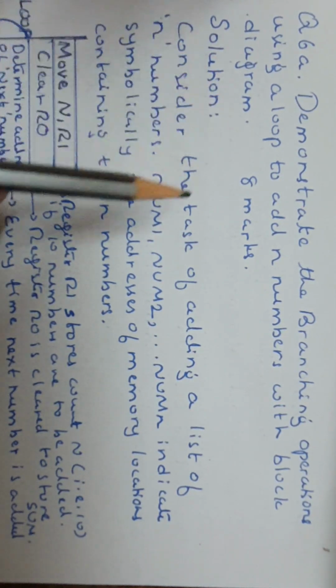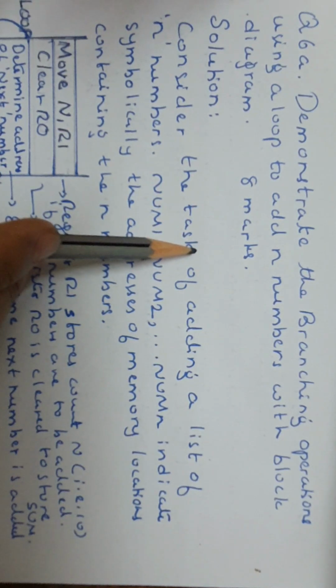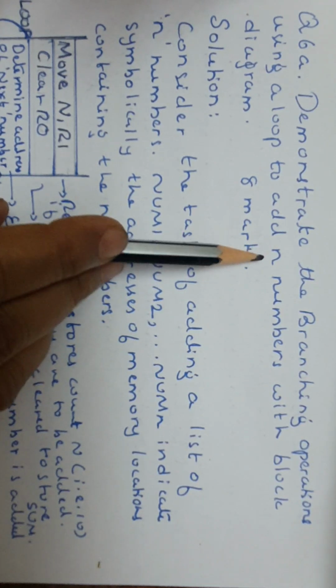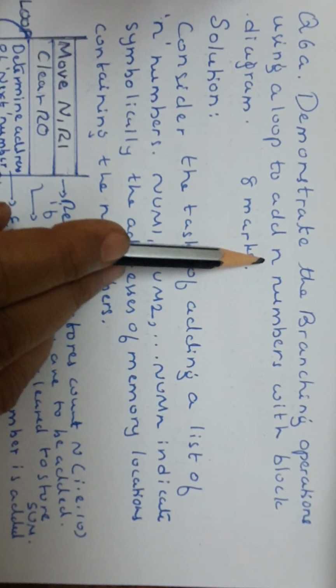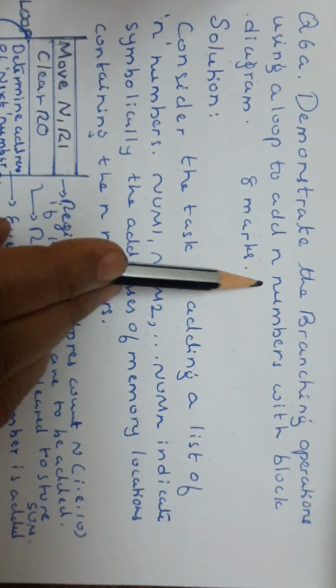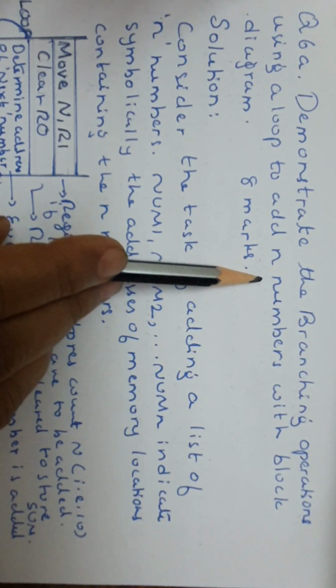Solution. According to this question, the program we have to consider is written in assembly language, and that program adds n numbers which are stored in memory. For n numbers, the memory locations reserved are num1, num2, num3, num4 till num_n. So if 10 numbers, num10. So there are 10 memory locations reserved, in which 10 numbers are stored one by one.